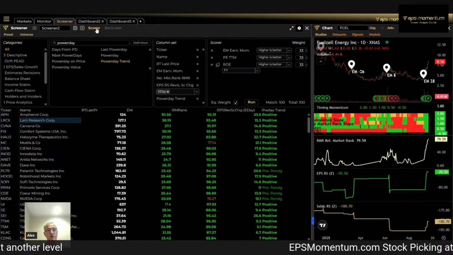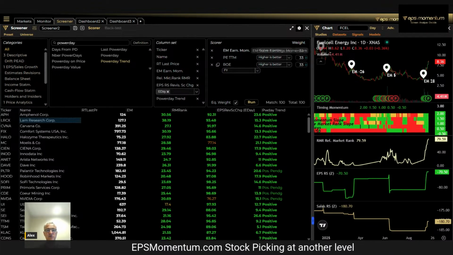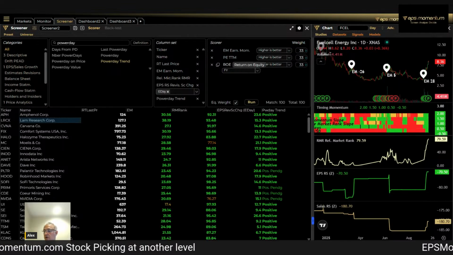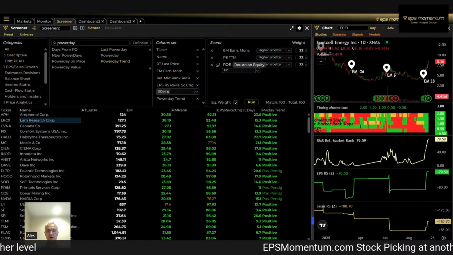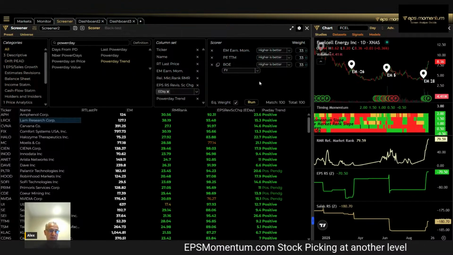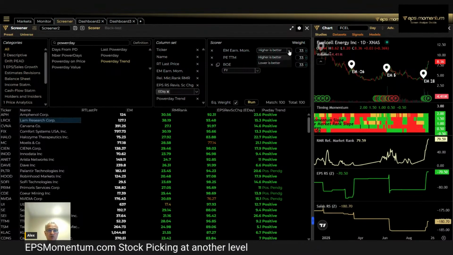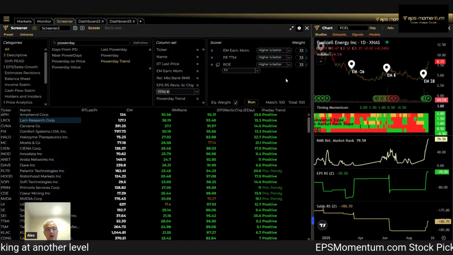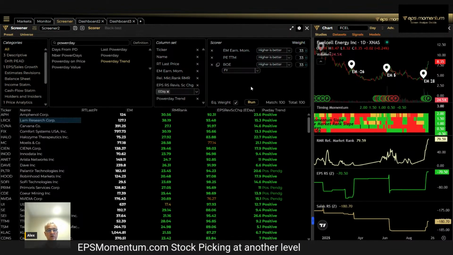So I click on the score here, and what I do with the score is I have some criteria that show up: earning momentum, P ratio, and ROE. What I can do with these is score them. I can put some weight on any of them. I can choose whether higher is better or lower is better, assign some weight, and then rank all the stocks that I have here. So this is what I'm going to do.